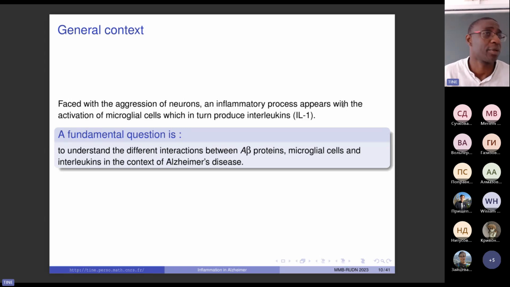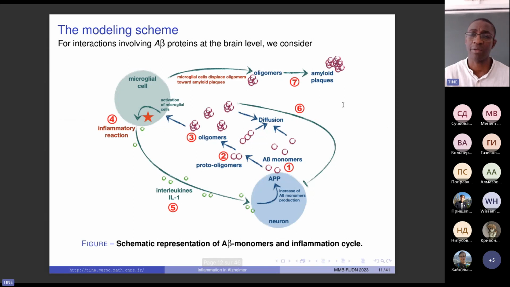So the fundamental question that we ask is to understand the different interactions between A beta protein, microglia cells, and interleukins in the context of Alzheimer's disease. To answer this question, we designed this scheme. Here we are in the neuron, and in the neighborhood of the neuron we have what we call the APP that I said before, that means the amyloid precursor protein.